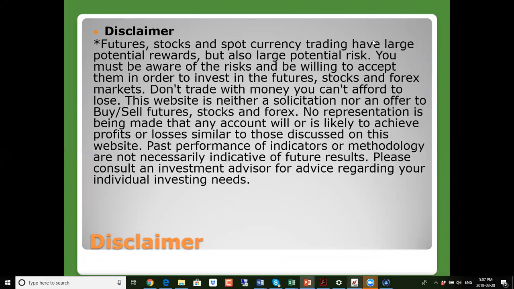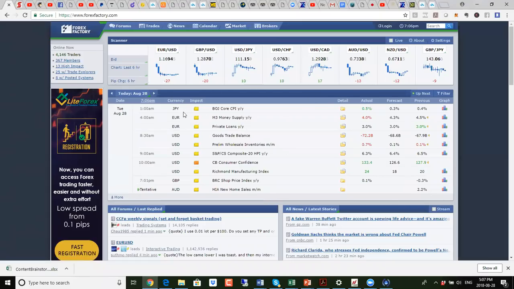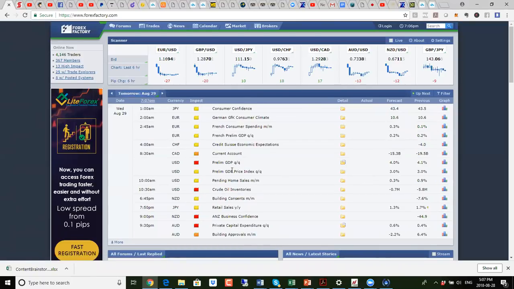And as usual, we'll start off by taking a look at our Forex Factory calendar here. So not a whole lot in terms of news today. Coming up on Wednesday, we do have some red news here. So preliminary GDP numbers will be important.